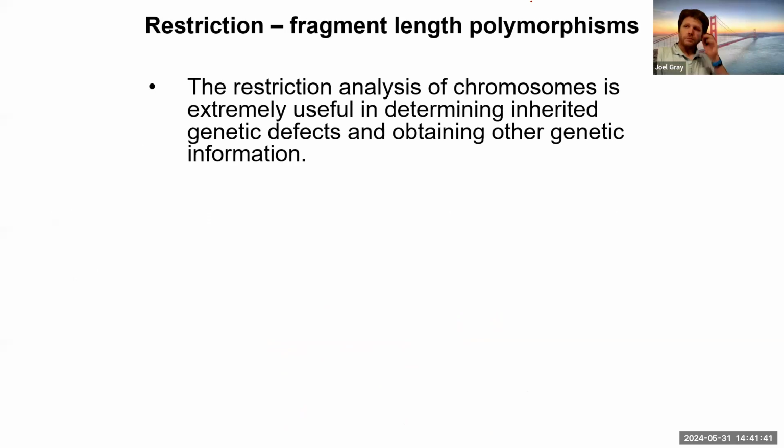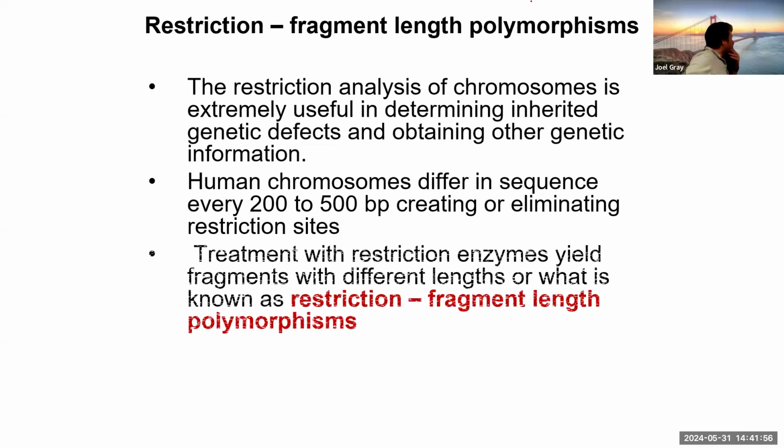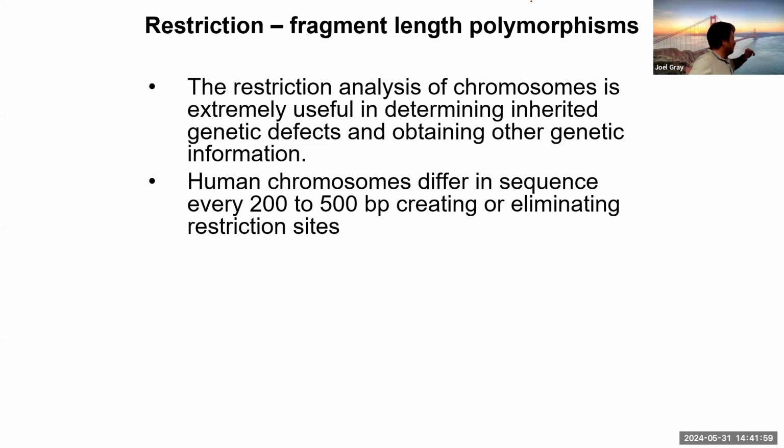Okay, now next up is a technique called restriction fragment length polymorphisms. Restriction analysis of chromosomes is extremely useful in determining inherited genetic defects and obtaining other genetic information. Human chromosomes differ in sequence every 200 to 500 base pairs, creating or eliminating restriction sites. So what that means is you can take a piece of DNA from me, and a piece of DNA from one of my kids or someone else, and try to cut it with EcoR1. Me and my kids might have the exact same cut pattern, but me and somebody else will not have that same cut pattern. Does everyone follow that?